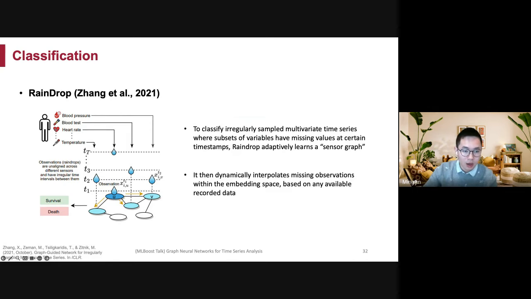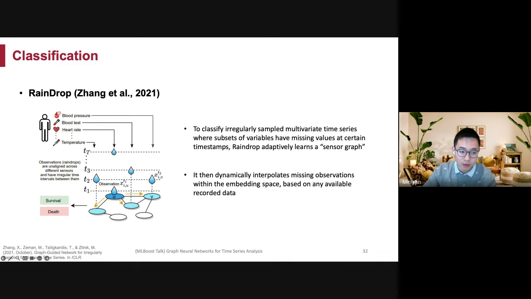And for this example, we talk about classifying irregularly sampled multivariate time series. In this scenario, your observations at each time step are incomplete most of the time. So for example, at T1, you have the observation for node U. At T2, you have the observation, for example, for this node. But the key idea here is that we wish to classify the entire multivariate time series into, for example, survival or not, a kind of binary classification problem.